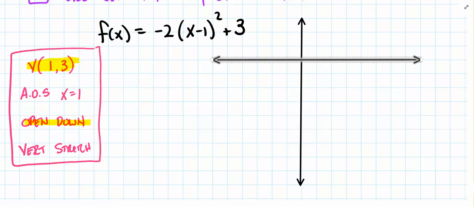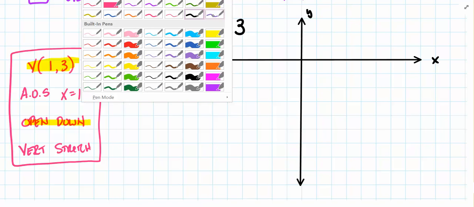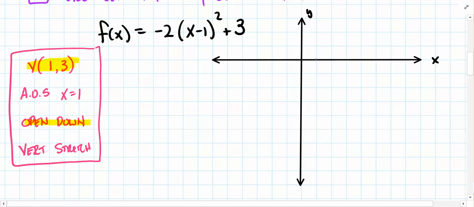So make your coordinate plane, and let's highlight the first quadrant here. This is the x-axis, and of course this is the y-axis. Okay, let's put our vertex on there. What would it be? It would be located at 1, 3. 1, 1, 2, 3. There we go.